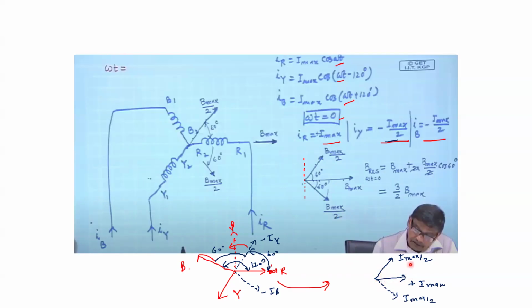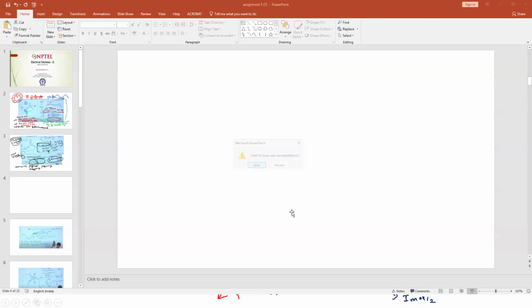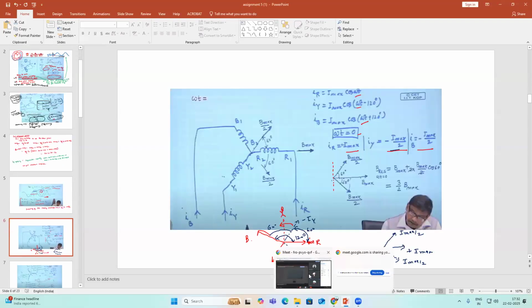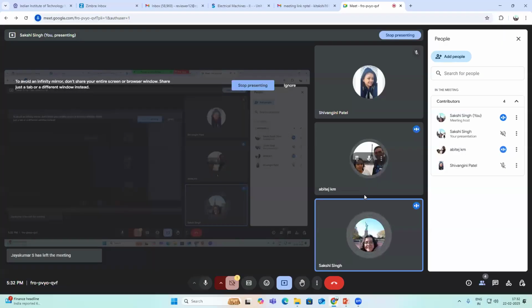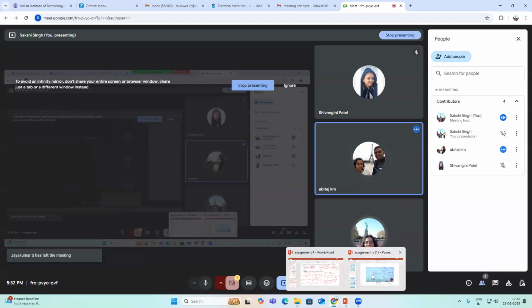Because this Imax is proportional to Bmax, he has replaced Imax by Bmax by 2. So what is happening? Was there any doubt in the earlier discussion? Till now it is clear, right?